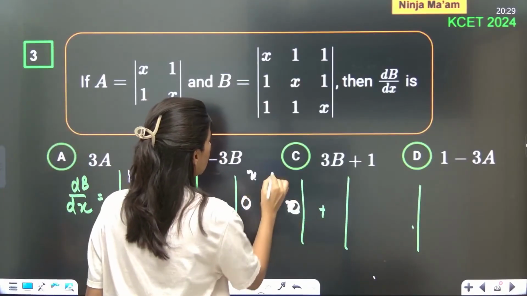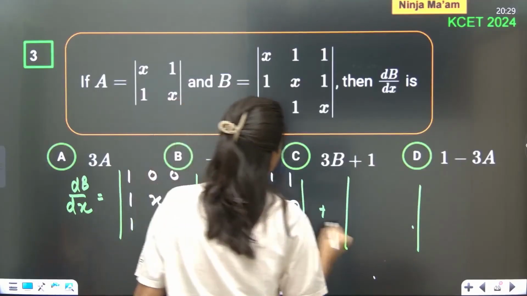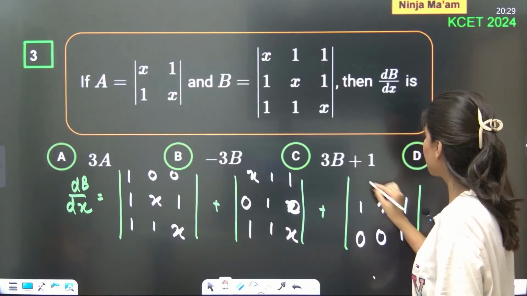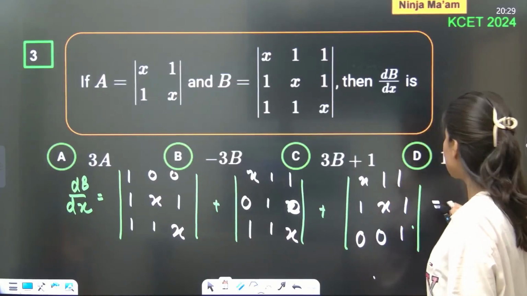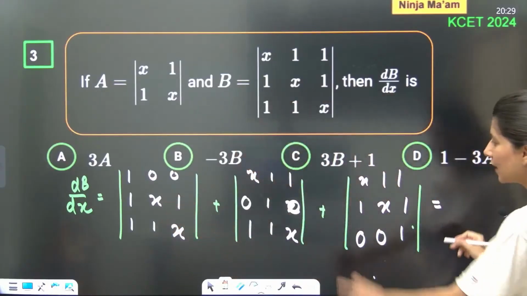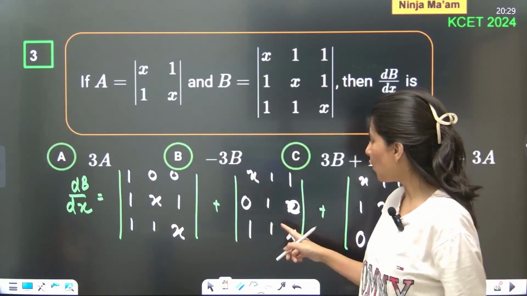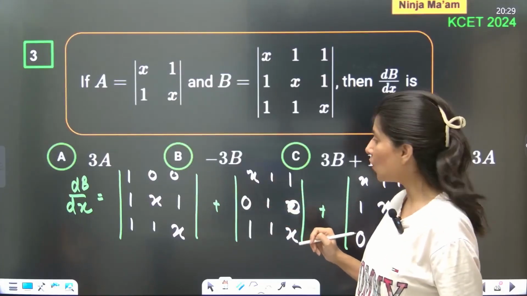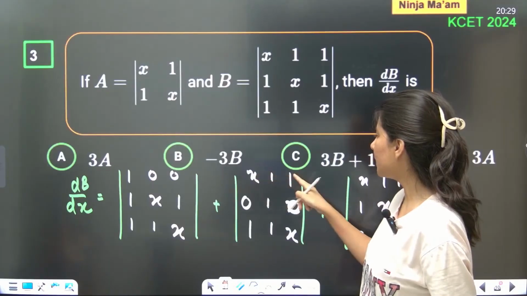Rest everything will be exactly same. Here third row will be differentiated, okay, and everything will be exactly same. So this is x square minus 1. Okay, what about this? If you go by this, this is also x square minus 1. Okay, but this is plus minus plus minus plus.